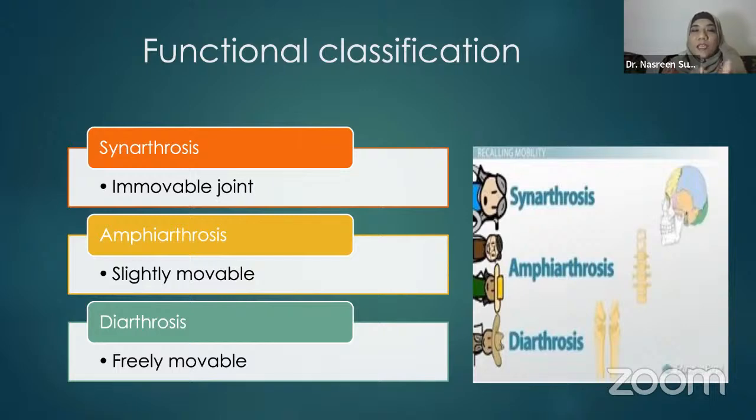Name some immovable joints in your body. If anyone can name them. Can you name them? The immovable joints are the joints present in your skull, and a few of your facial bones also. They won't move, right? They are immovable.